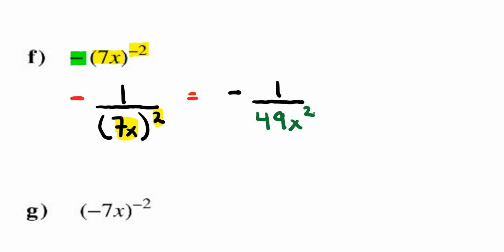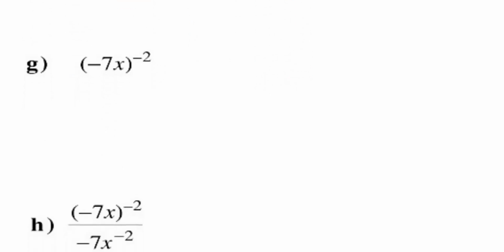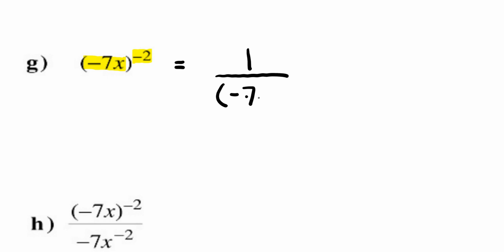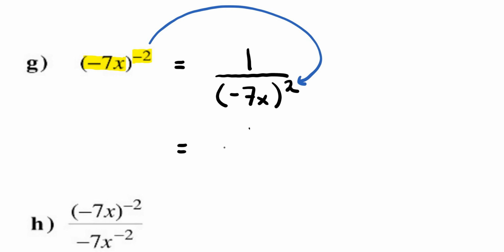So negative 1 over 49x to the power 2. Okay, letter G. Now we have everything in the bracket being raised to the power of -2. So when we have a negative exponent, we can write this as 1 divided by -7x all to the power of +2. Okay, so that -2 is going to be written as a +2 like that. All right, and now we can simplify this by writing this as 1 divided by, and then we have this -7x to the power of 2.